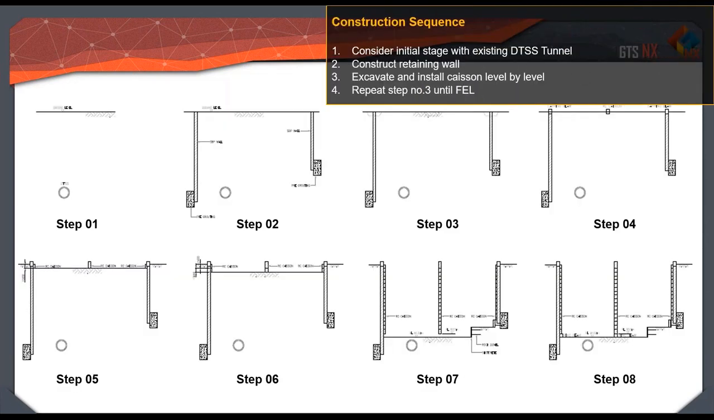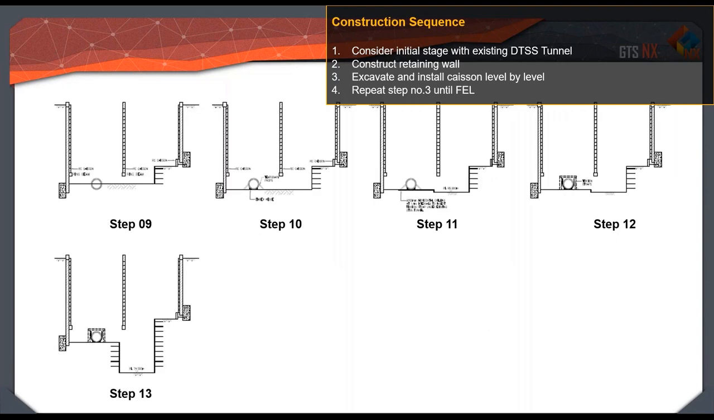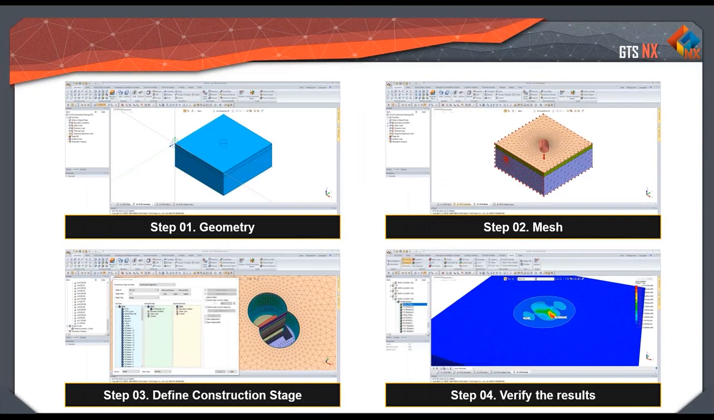I'm following the analysis steps as per the construction sequence, as you can see on the screen. I will consider the existing DTSS tunnel first, and then construct the retaining wall. In the next step, I will make the excavation and install the caisson level by level. At the end, I will repeat the excavation and caisson installation until the final excavation level. Basically, the process of the analysis is the same as the general FEM analysis. First, create the geometry by importing the CAD file, generate the mesh for the structures and the ground, define the construction stages, and verify the results.